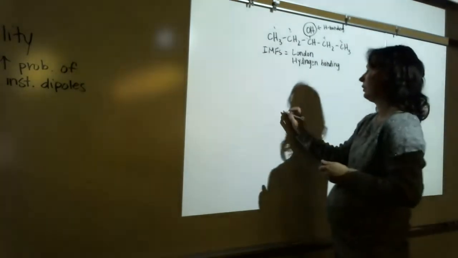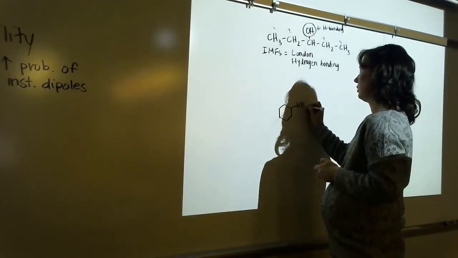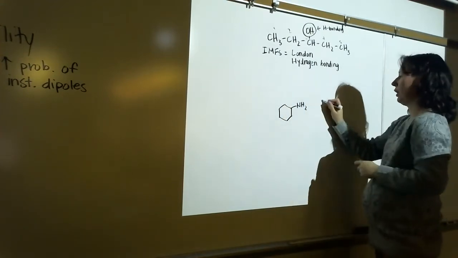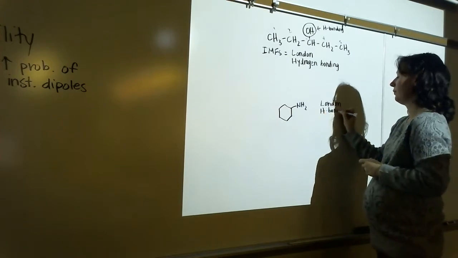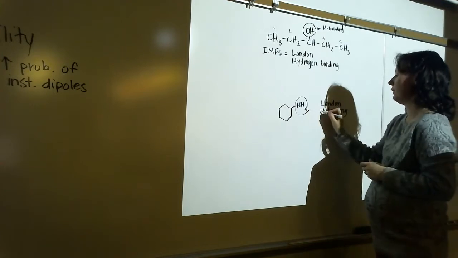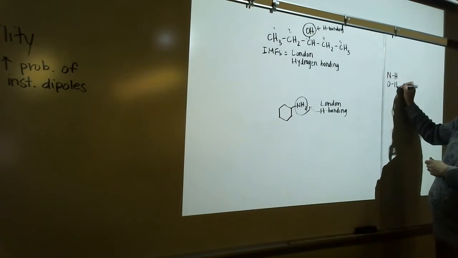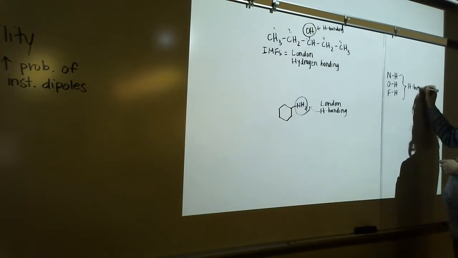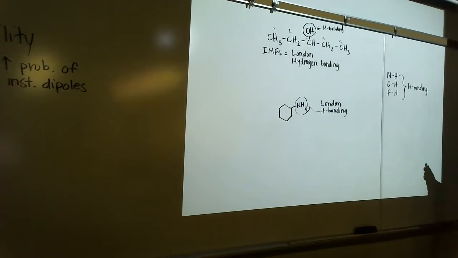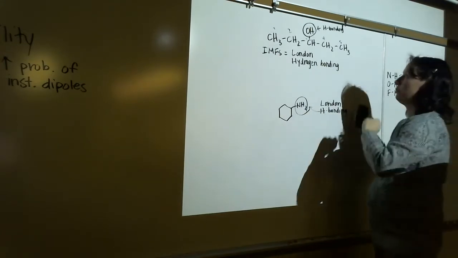If you had... okay, this would have London, but it would also have hydrogen bonding as well. Right? This part's going to give you the hydrogen bonding. So anytime you have NH, OH, or FH bonds, that's going to give you hydrogen bonding. Okay? Does that make sense? So it's not necessarily the entire molecule, just certain pieces of it.